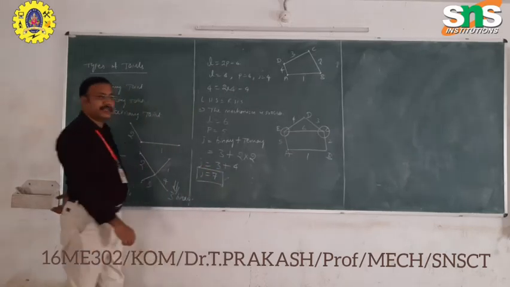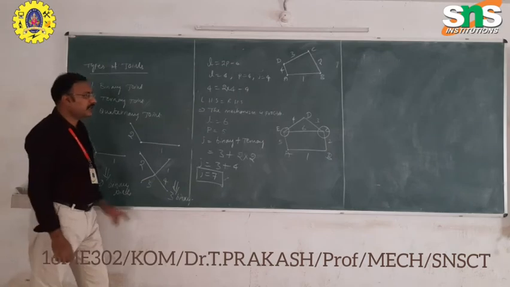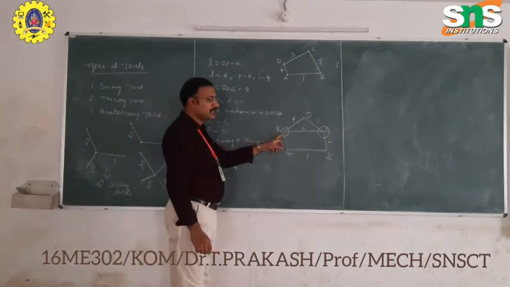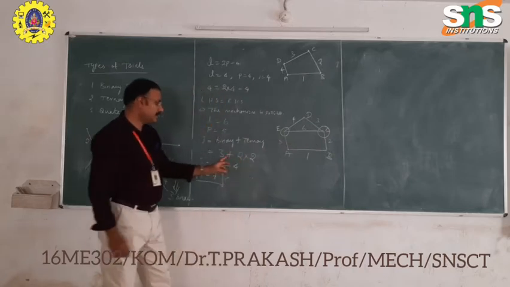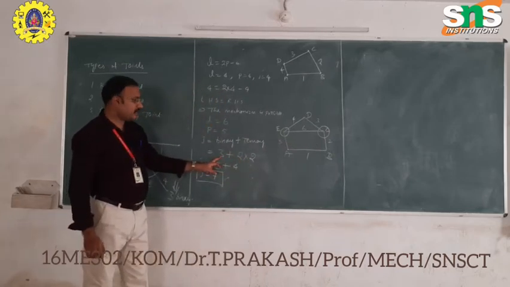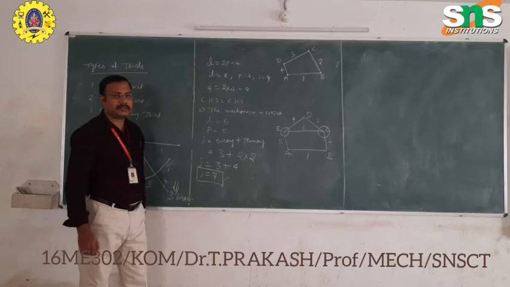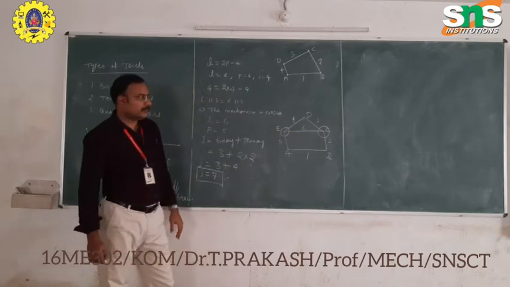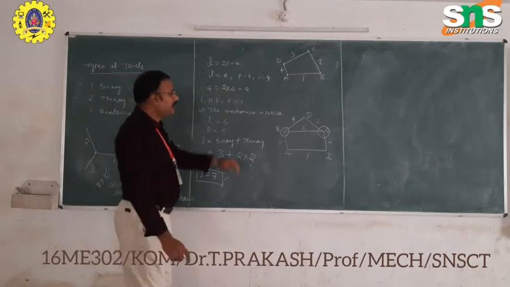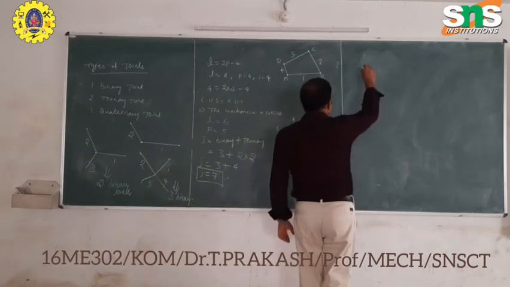We have to identify the number of joints in these cases. When the ternary joint is present, it is equal to 2 binary joints. Therefore, 2 plus 2, 4 binary joints. Already there are 3 binary joints. 4 plus 3, 7 joints present in this type of mechanism. Able to understand? Similarly, we can define the degrees of freedom.